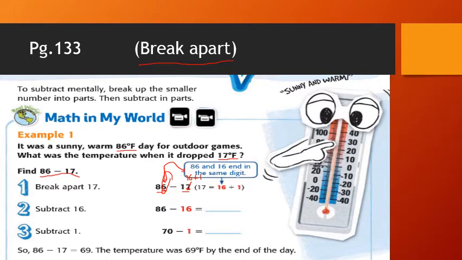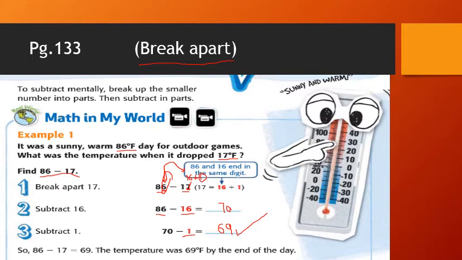Let's see, 86 minus 16. First, 6 minus 6 is equal to 0. Then 8 minus 1 is equal to 7. I will stop here? Of course no, because still I have this digit. Still I have 1. So I will subtract 70 minus 1. 70 minus 1 means go back one step. Go back one step. When I go back one step, before 70, it is what? It is 69. So my answer now is correct.